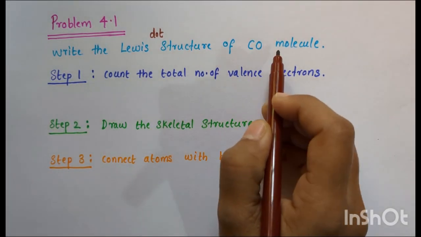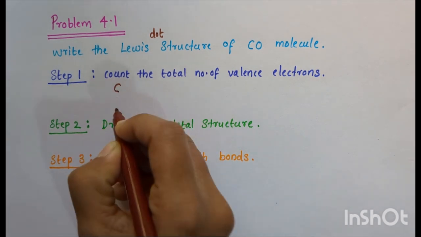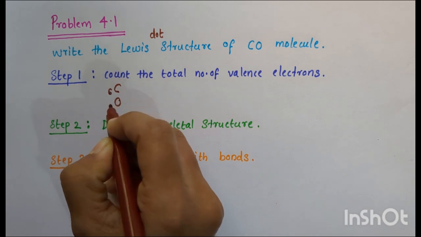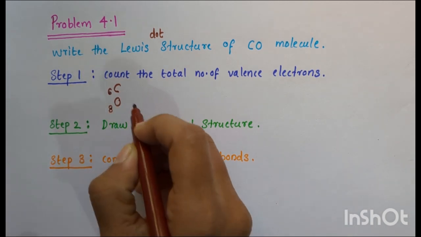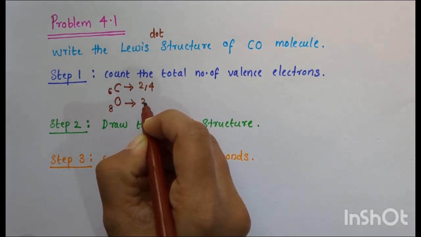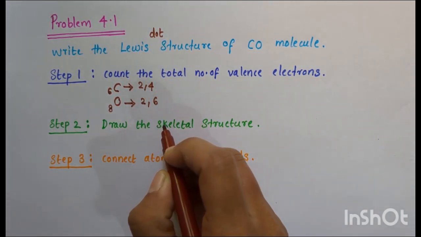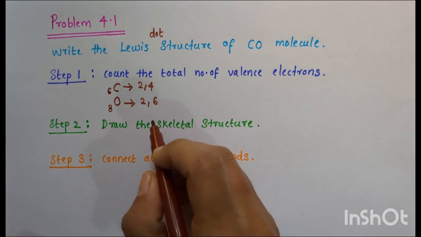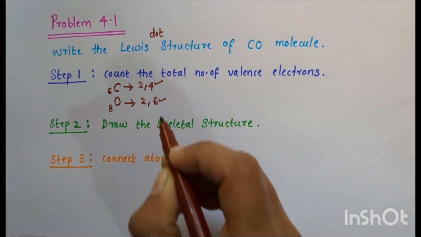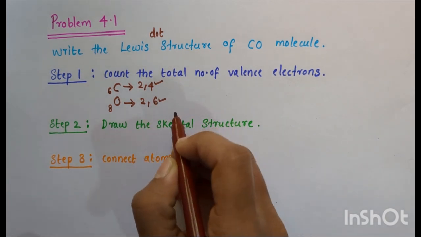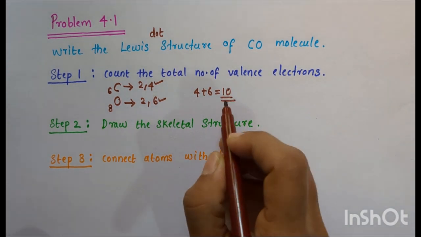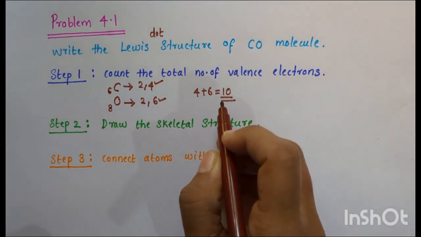In the carbon monoxide molecule, we have one carbon atom and one oxygen atom. The atomic number of carbon is 6 and of oxygen is 8. So the electronic configuration is 2, 4 for carbon, and 2, 6 for oxygen. Carbon has 4 valence electrons, oxygen has 6. So the total number of valence electrons is 4 plus 6, which is equal to 10.